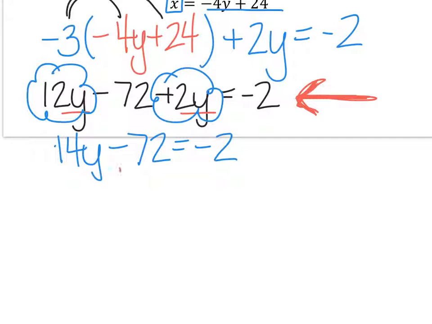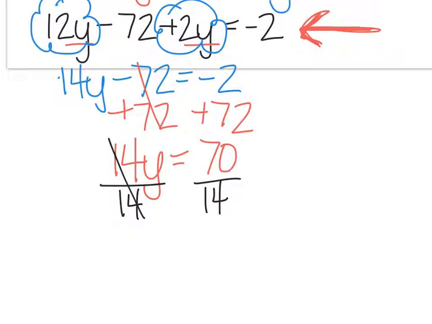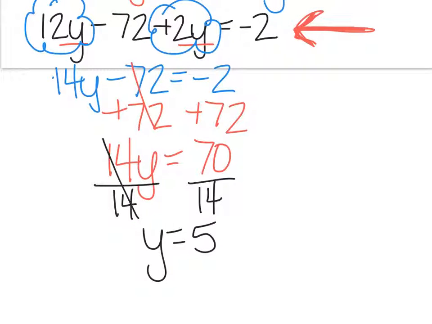I need to get y by itself, so I add 72 to both sides. And then I divide by 14. And 70 divided by 14 is 5. So I have that my y value is 5. Remember, in systems of equations, you can't just have one value. I have to solve for x and for y.